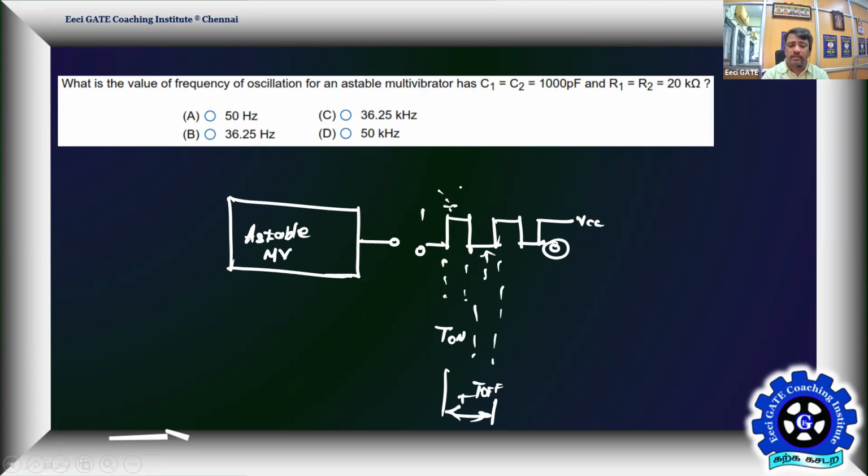Okay, so there are 2 states. First, why it is called A-stable means none of the states are stable. So it is going to be in VCC. Let me take it as analog, so let me take it as VCC. The output will be staying at VCC level for a certain time. That's the on time period. After that, it will automatically come back to 0. Again, it will automatically go to VCC.